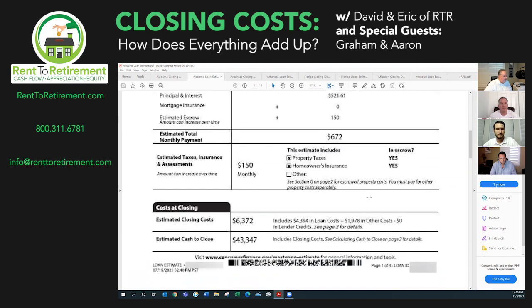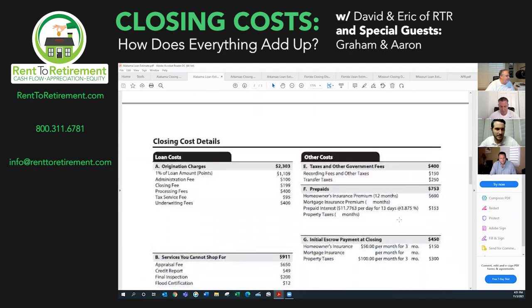Now, here's where the biggest mistake is made by the consumer. They come over here because we tell them how much the closing costs are going to be. So they look at this right here and go, wow, that's $6,300. I thought it was going to be closer to $3,000. Well, one of the things they miss is they don't look to the right here, which includes $4,300 in loan costs. And then, of course, the rest are in prepaids, which is what we're going to talk about next.